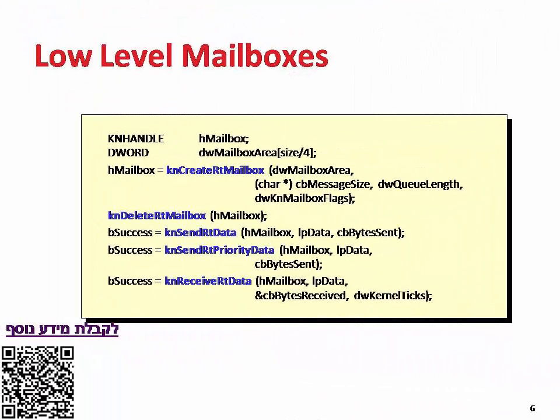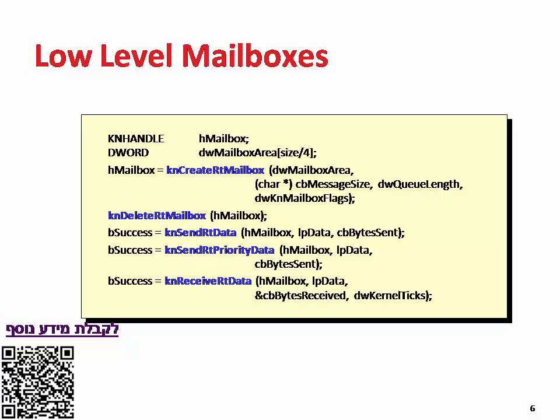Kn create RT mailbox creates a low-level mailbox with the given specifications. Size must be Kn_mailbox_size plus, CB message size and Kn_mailbox_message_overhead, DWQ length. Optionally a slot can be reserved for a single priority message. Kn delete RT mailbox deletes the low-level mailbox associated with the given kernel handle. All threads waiting at the mailbox are awakened and given an e_non-exist exception code, and all messages queued at the mailbox are lost. After this call, the memory assigned to the mailbox is available for reuse.